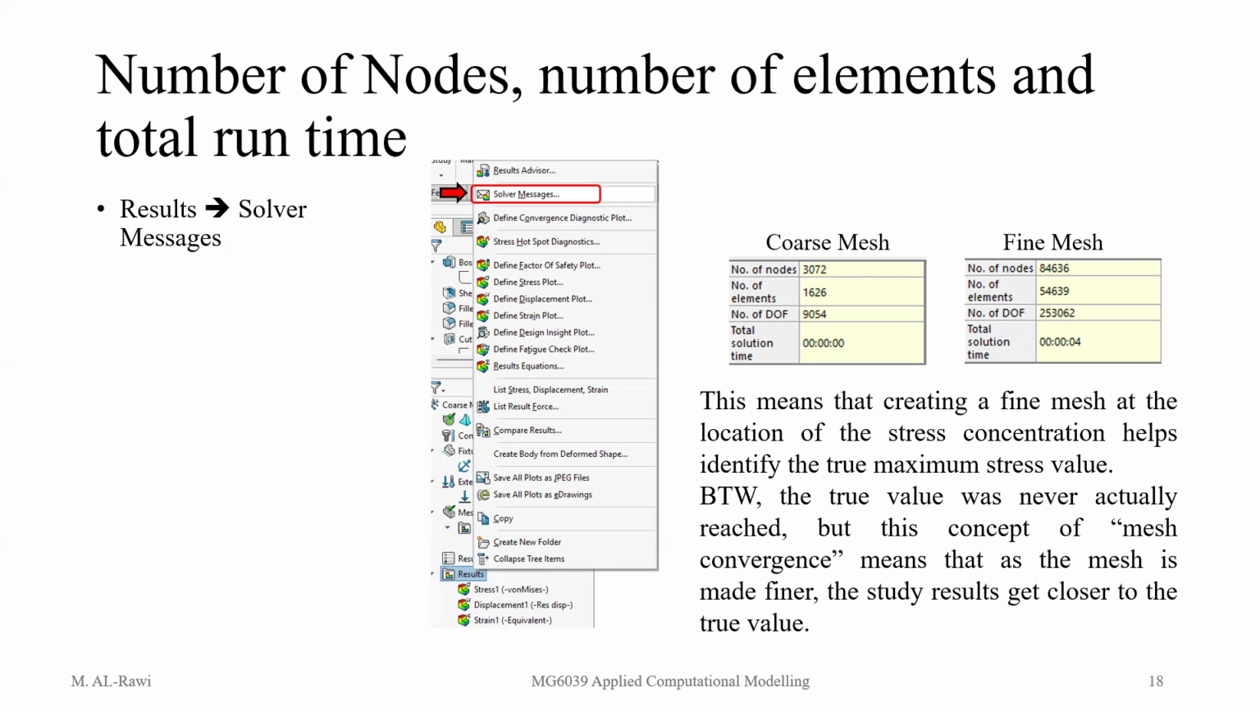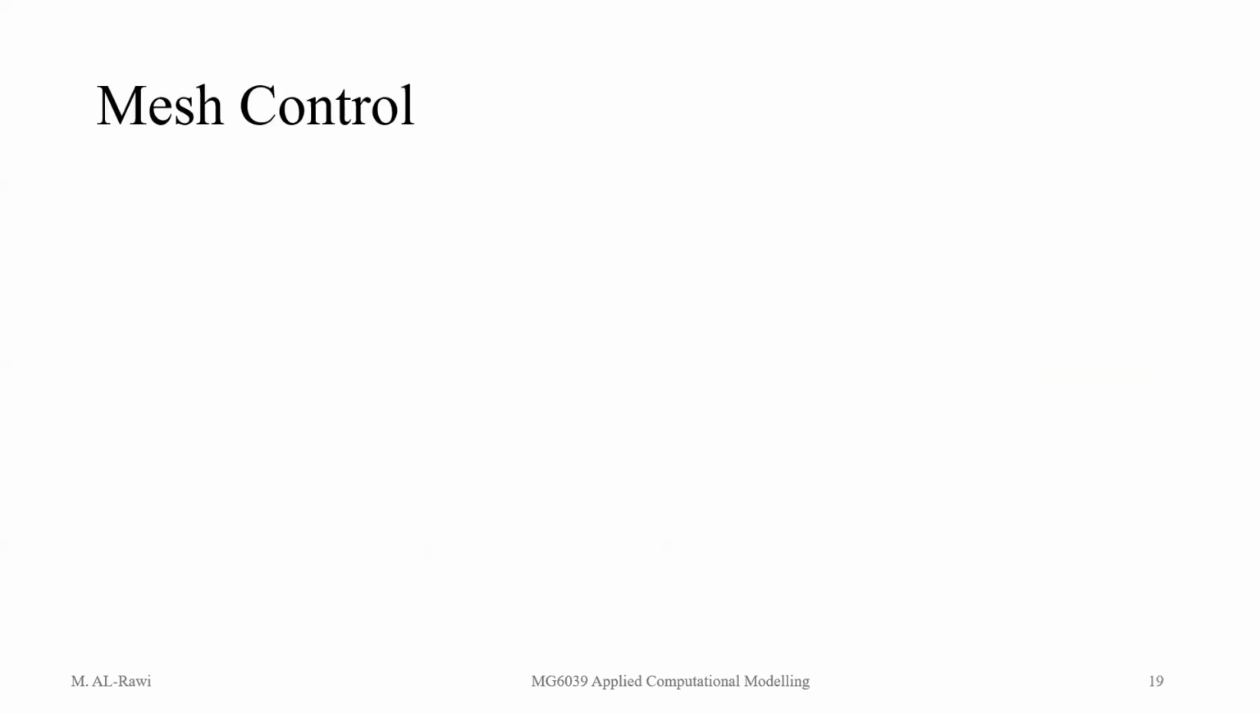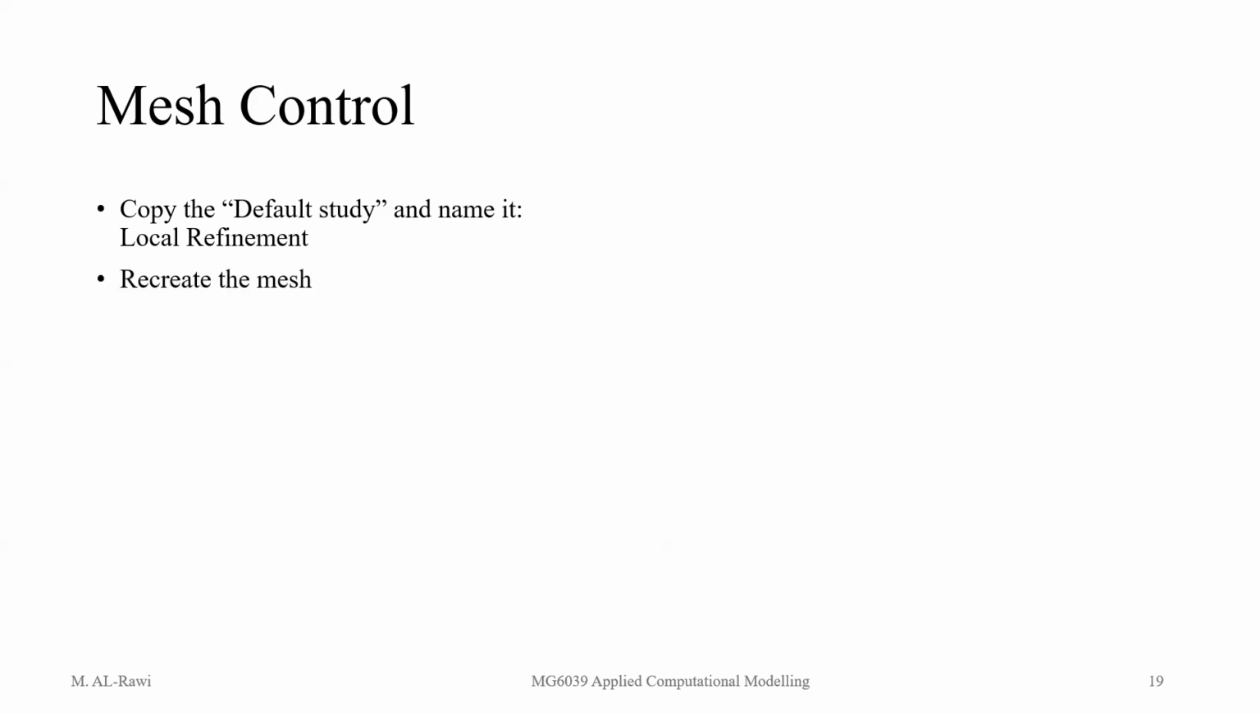Okay, it's not much left, and then we sum up everything. Mesh control. So instead of using fine mesh and making everything small, we can just focus on a few things. Why do we need to do everything? So we can use the mesh control. So copy the default study and name it local refinement. So go back to the default study. Again, click on it, make sure it's active, right click on it, make a copy and name it local refinement.